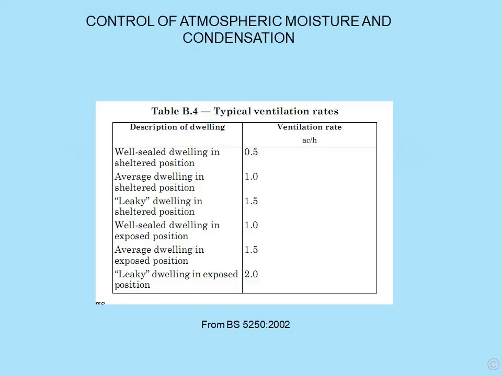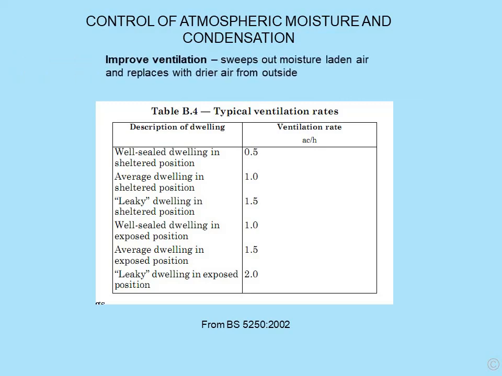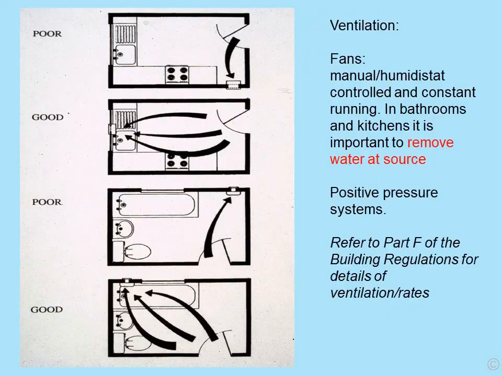Control of atmospheric moisture, condensation and mould growth. You know all this basically, so it's just a little bit of a recap. There we are, typical ventilation rates in air exchanges per hour. Whether that's still valid, because this is from BS 5250 2002, it's probably even lower in recent years. So what do we need to do? We need to improve the ventilation to sweep out moisture-laden air and replace it with drier air from outside.